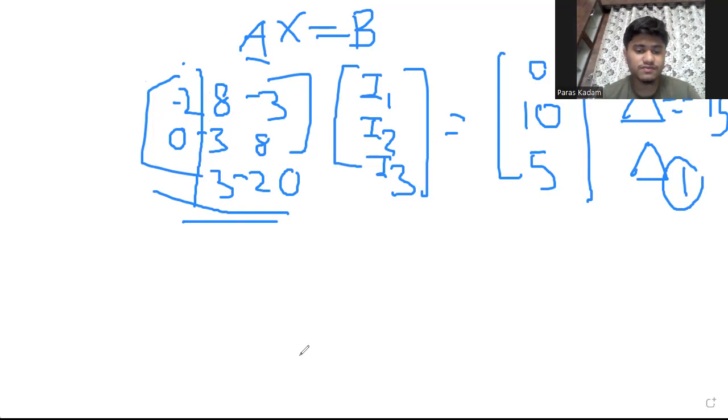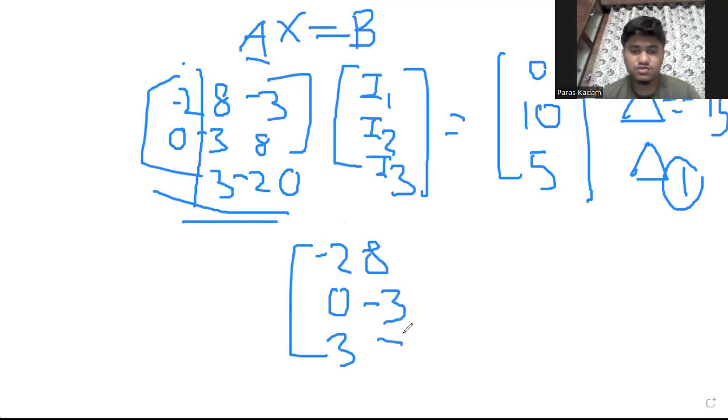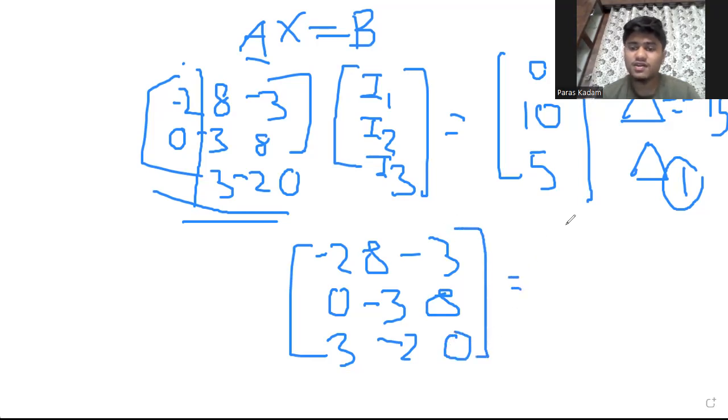A 3 is coming. I will write minus 2, 0, 3, 8, minus 3, minus 2, minus 3, 8, 0. This is our A matrix, which we calculated delta. Now we will calculate delta 1. So for delta 1, we will replace 0, 10, and 5 with minus 2, 0, and 3. That is, we won't write minus 2, 0, 3. Instead, we will write 0, 10, and 5.